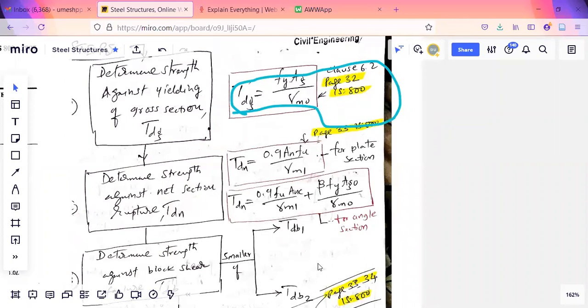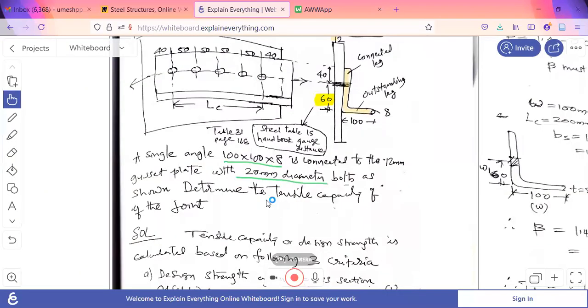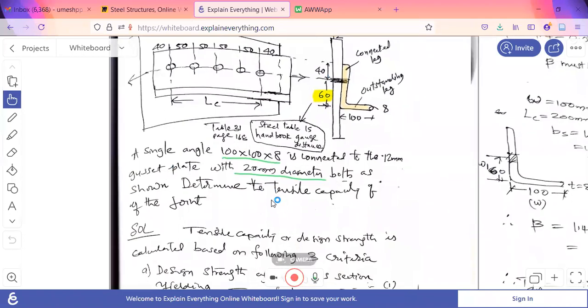Right now you concentrate on how to find out whatever parameters are there in the formulae. Okay, so let us see, this is the problem now. I have to find out three values: yielding, rupture, and block shear. Let us see this first one.